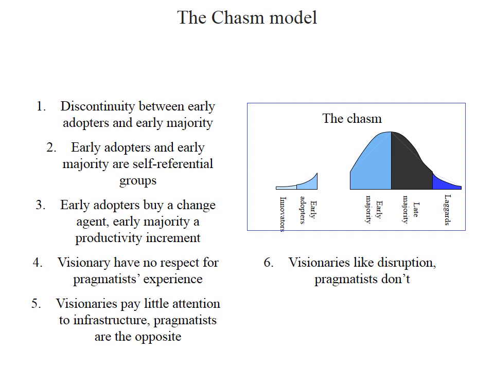Of course, the two groups are diffident of each other. Visionaries have no respect for the experience that the pragmatists ask for in order to adopt. Visionaries, we said, pay little attention to infrastructure, maintenance, sales, whether the legislation has followed the evolution of technology, and so on. Visionaries, in short, like disruption; pragmatists don't. And all these arguments lead to the opening of the chasm between early adopters and early majority.